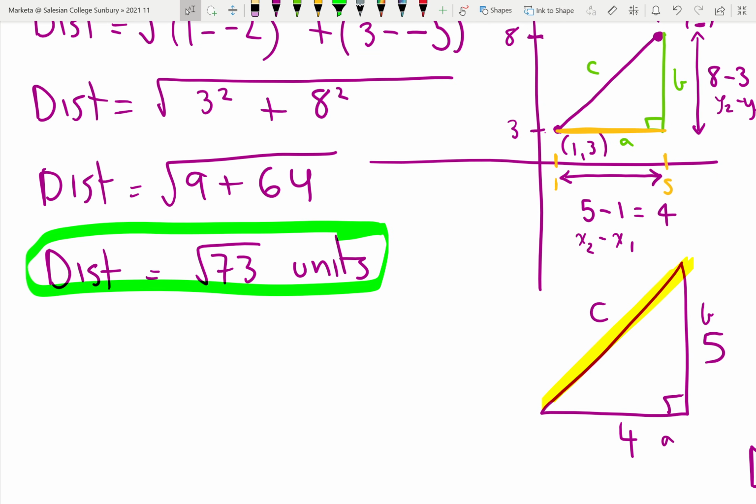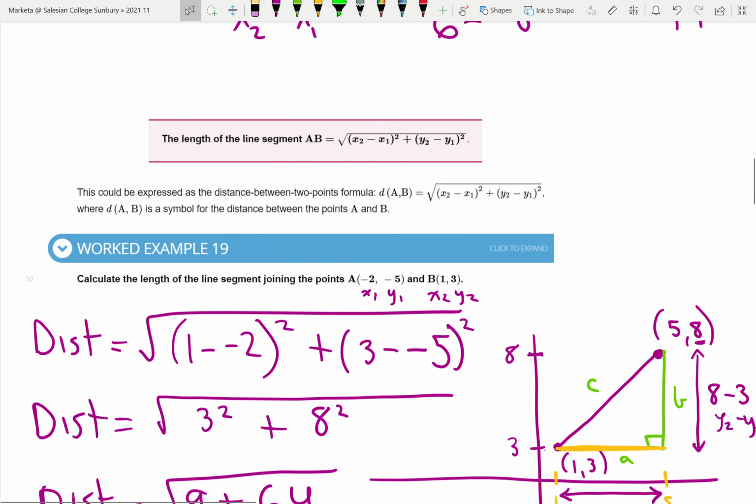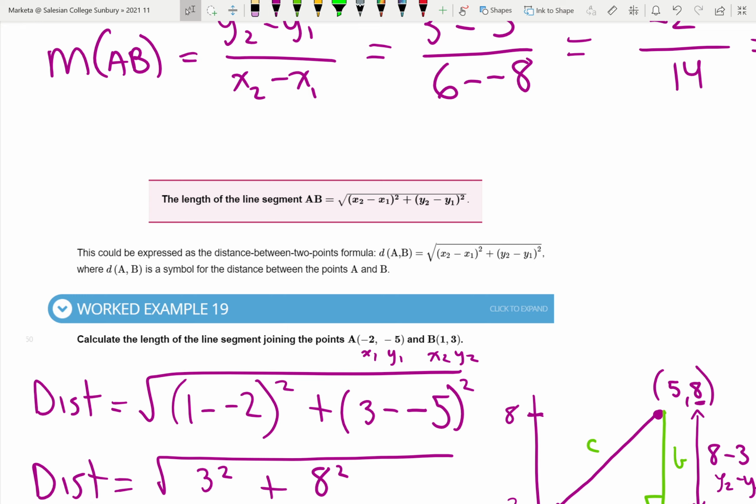So look, that's the distance formula. So we've covered the midpoint formula and the distance formula there, and we've seen how we can apply those, in particular the midpoint for a perpendicular bisector.